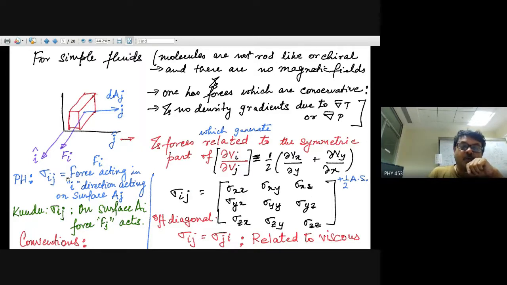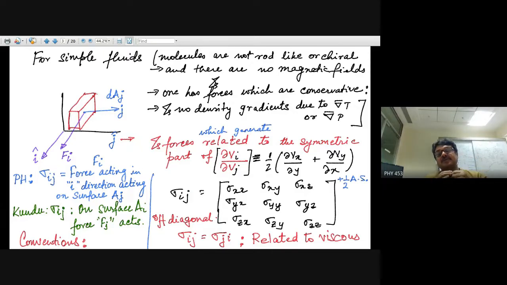And what does sigma ij mean? It means that a force is acting in the ith direction, across a surface whose normal is along the j direction. So it is a force along the x direction acting across a surface whose normal is in the y direction, or forces in the x direction acting across a surface whose normal is in the z direction.